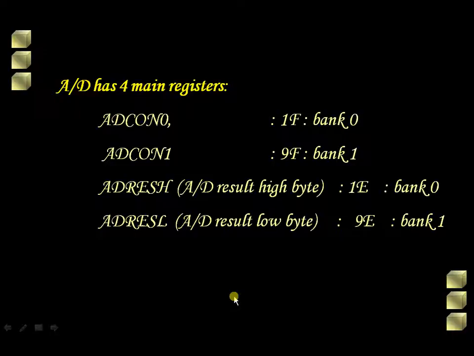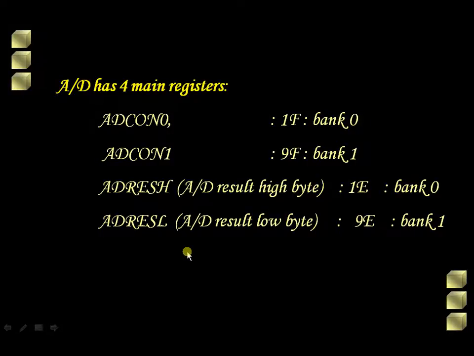Let us see the registers which we need to program in order to use this A to D converter in this PIC controller. We have to access ADCON0, ADCON1, and then we have the result registers, ADRESH and ADRESL. It is a 16-bit register, divided into two 8-bit registers. H indicates the MSB bits and L indicates the lower byte, or the LSB bits. The final result, that is the 10-bit digital data, will be stored inside this result register.